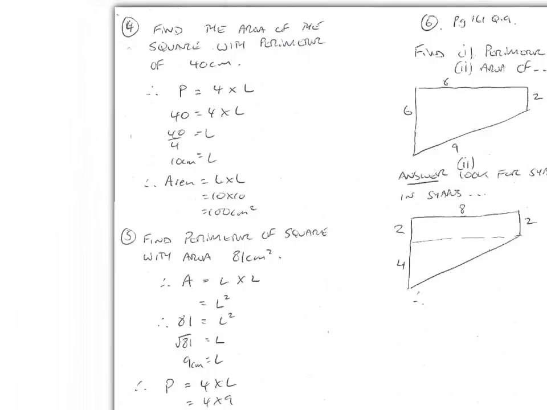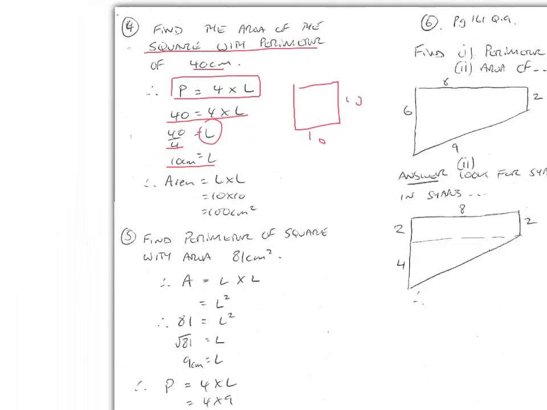Okay, let's find the area of a square with perimeter equal to 40. Well, the perimeter is given by 4 times the length of one side of the square. So 40 is equal to 4 times L. So the length of one side must be 40 over 4, it must be 10 centimeters. If its perimeter is 40, it's 10, 10, 10, 10, because it's a square. So each side is worth 10. Therefore, the area must be 10 times 10, L by L, 100 centimeters squared.